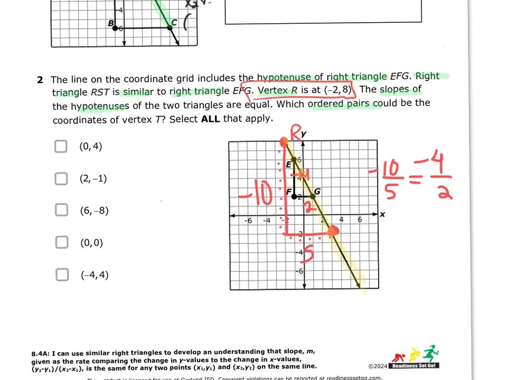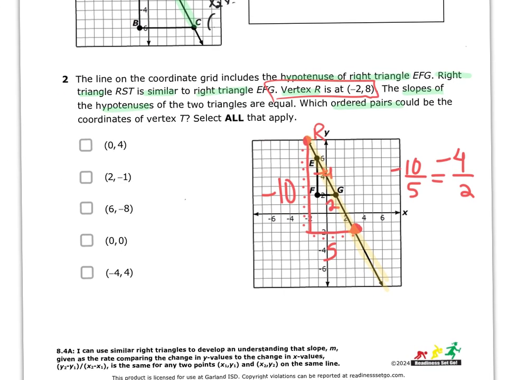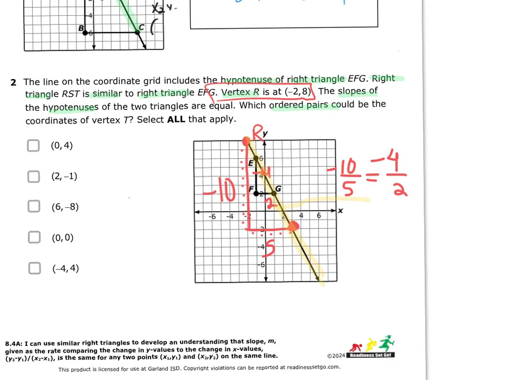The slope of that line, well, let's see, from point R, it goes down 10 and it goes 5 to the right. That is a slope of -2. And my little triangle, EFG, well, it goes down 4 and it goes 2 to the right. And that is a slope of -2. So we know that the slopes of similar right triangles, the slopes of the hypotenuses are the same, right? That's what we discovered earlier.